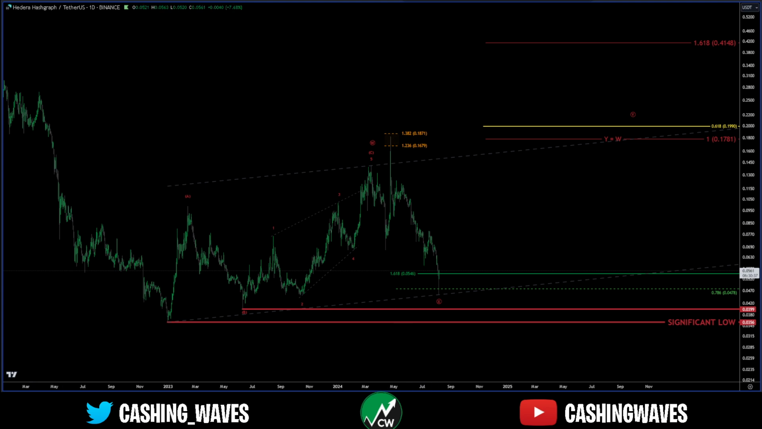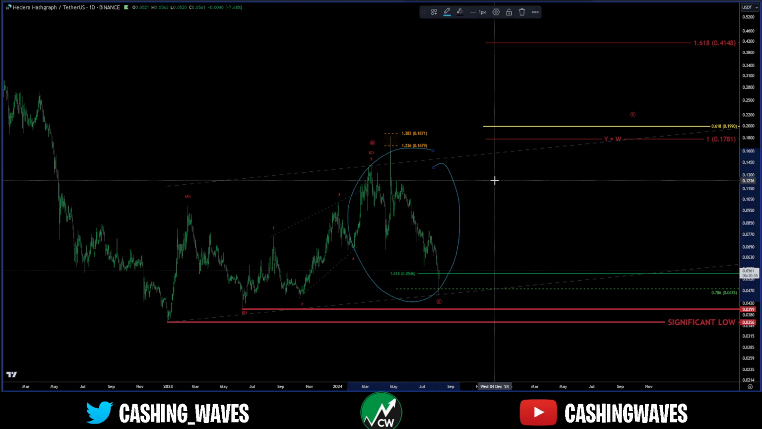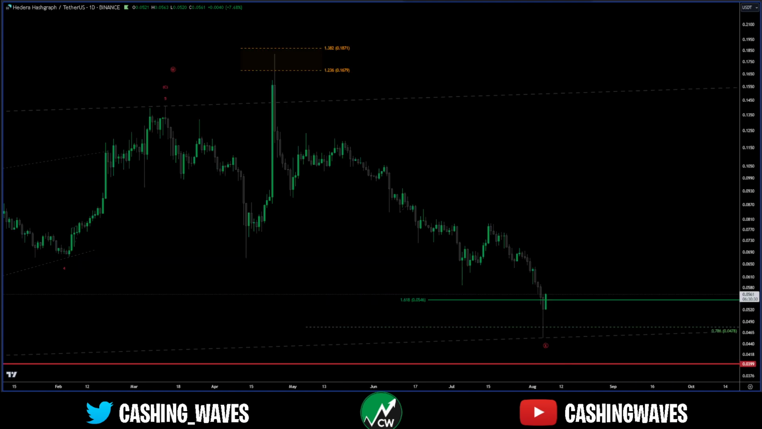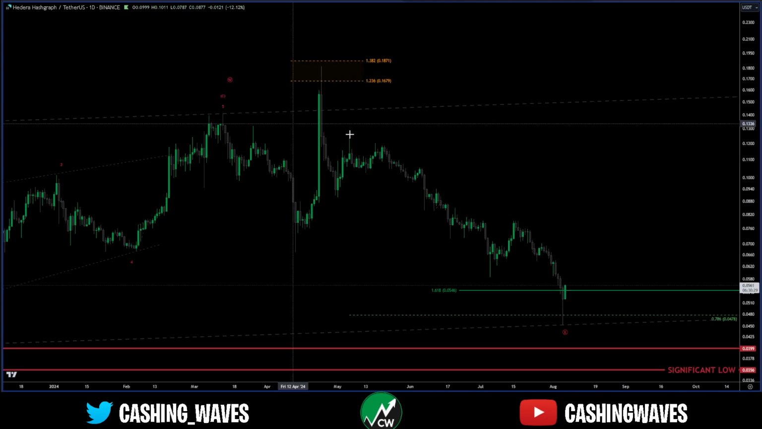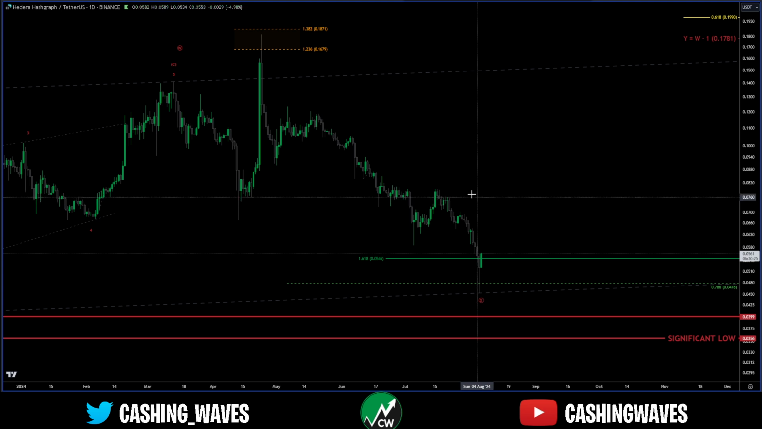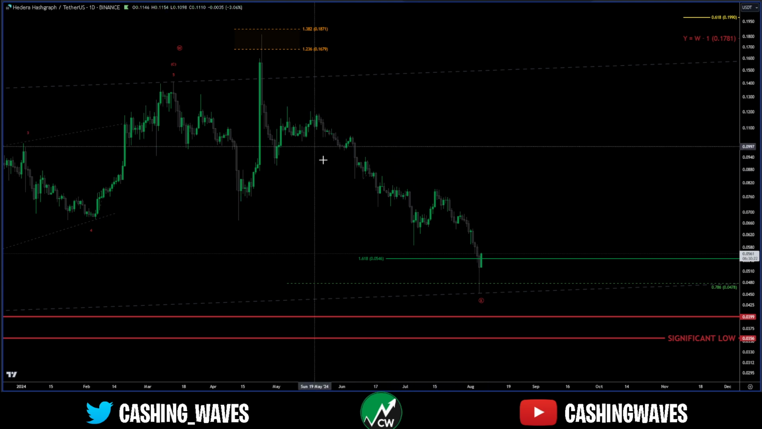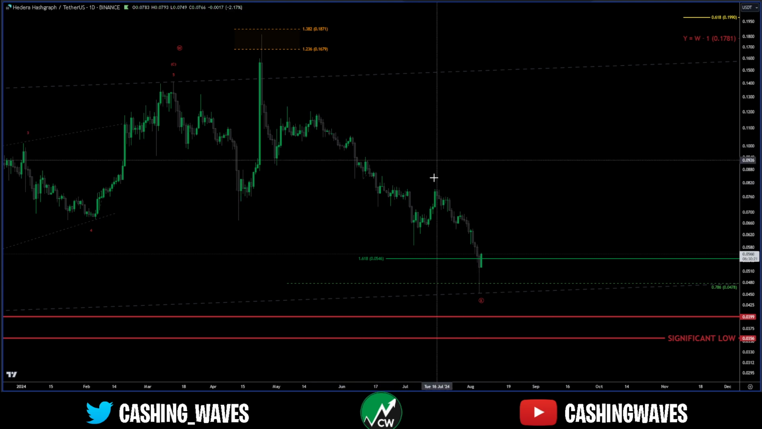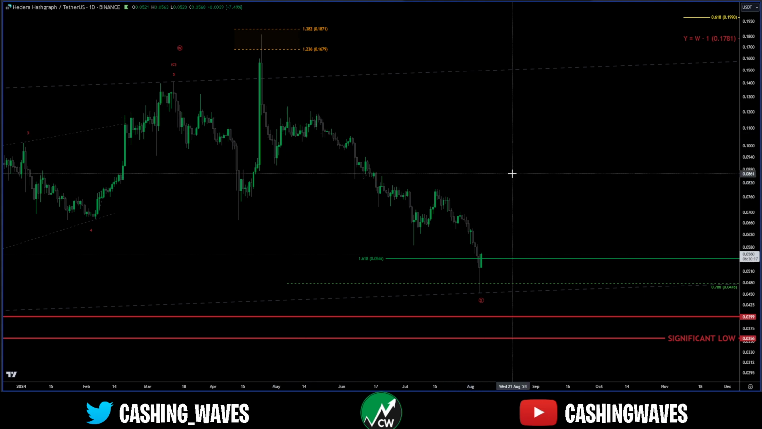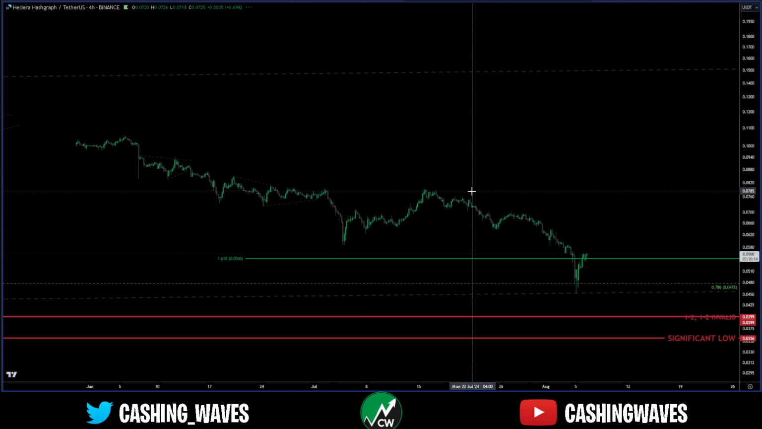All right, so we're going to talk about this correction right here. I literally just spent the last 40 minutes analyzing it, reanalyzing it, to see if I can make this into an impulse somehow. And it does look like it on the daily, but I had a hard time with it because there's a lot of overlap. This area is very difficult, and I'll show you what I came up with here.